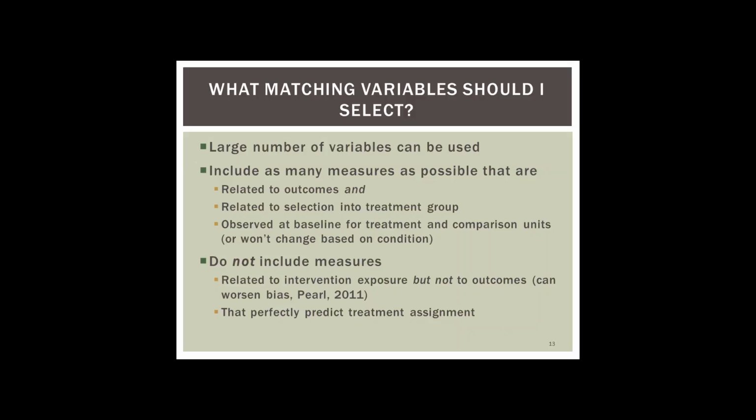I also want you to think that if you find a variable that's related to the selection into treatment but not the outcome, shy away from using those variables, because they could increase bias in your estimates. If we have a large number of variables and you have to figure out which ones to include or not, think about the variables that are related to the outcomes. Those are the priority variables.